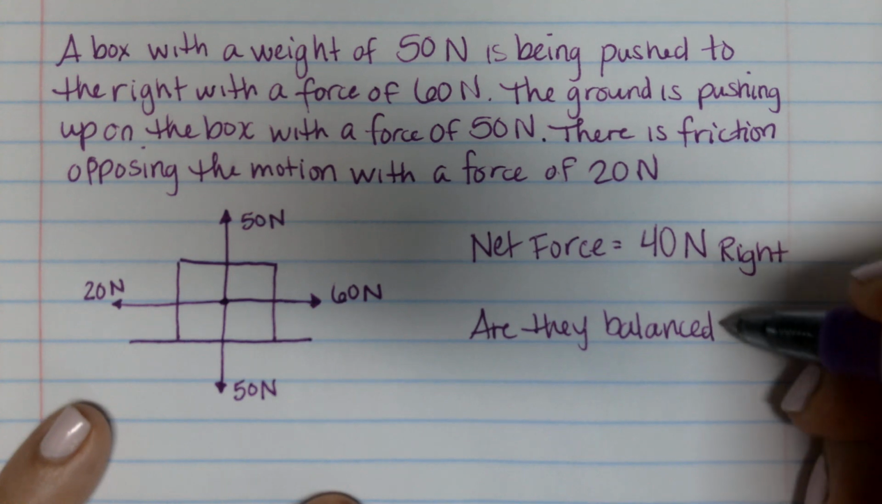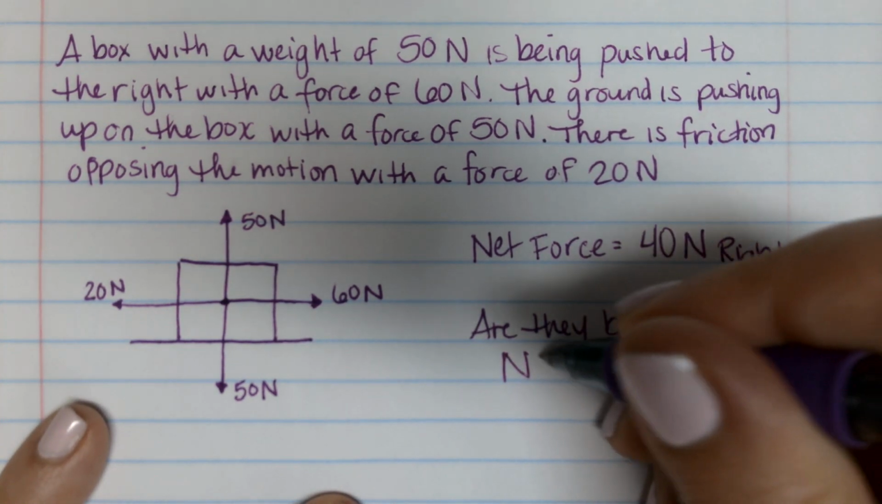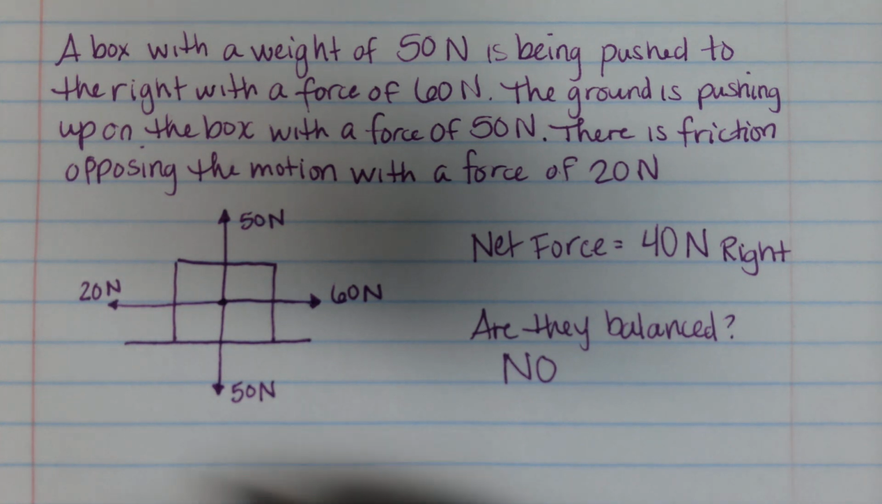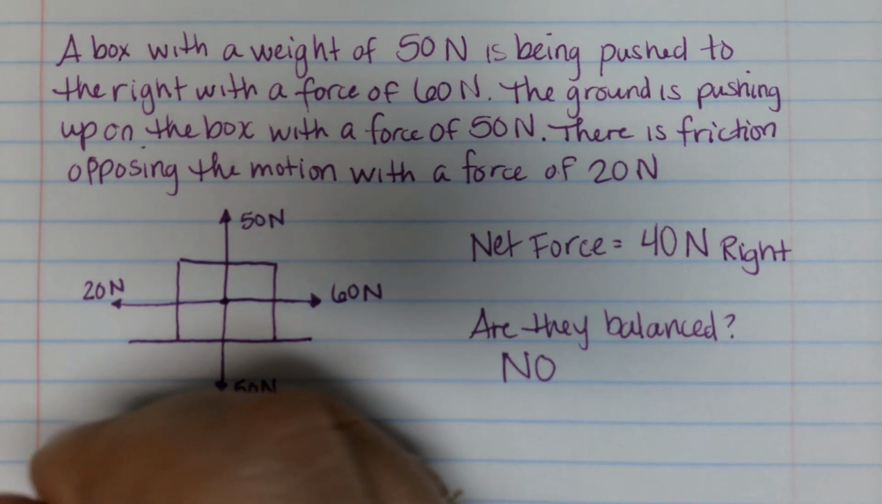Are they balanced in this case? No, they are not, because the net force is not 0. So as long as that net force is not 0, the forces are not balanced. If the forces are not balanced, there is acceleration. Now we're going to go one step further with this. How can we figure out how fast this is moving? Our formula is force is equal to mass times acceleration.